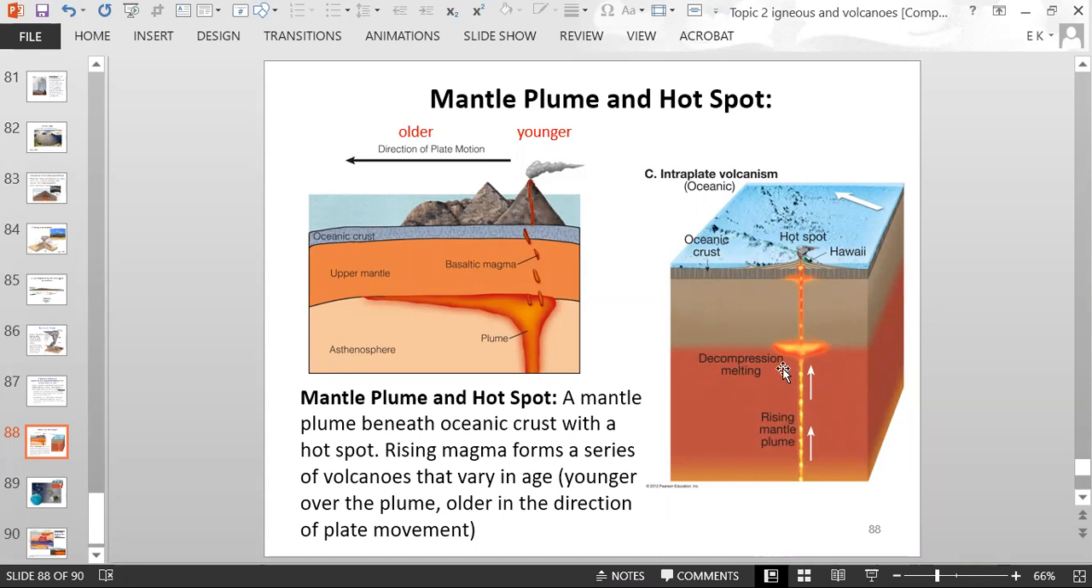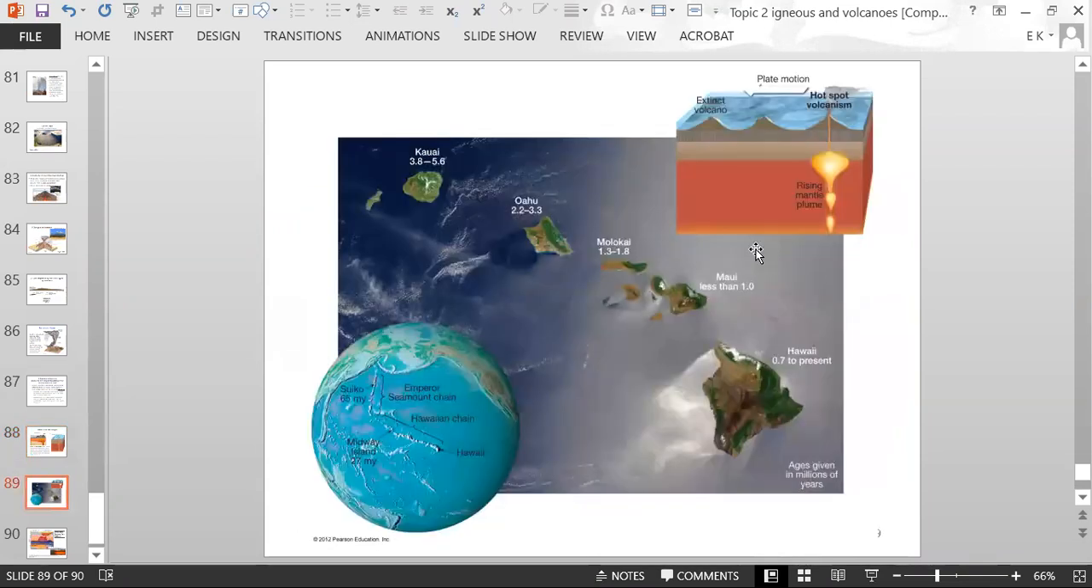And then here is a different diagram showing a similar concept, but here's Hawaii. And here's the Pacific plate movement in that direction. So you get a line of older volcanoes like this. Again, it's the same concept, just different diagrams showing you the same thing. So here is the volcano that's still forming over that hot spot. Here's the direction of plate movement, and here are extinct volcanoes. So those are no longer able to erupt.